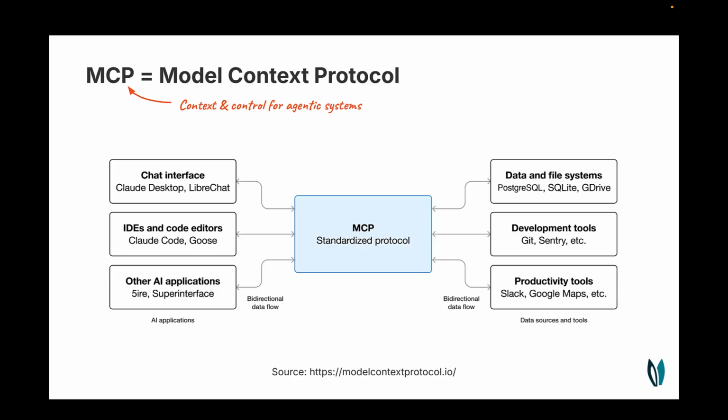If you're new to MCP, you can basically think of it as providing context, which is information and instructions to agents on how to use data and tools, as well as some level of deterministic control over how agents actually use those tools and what they do with them.